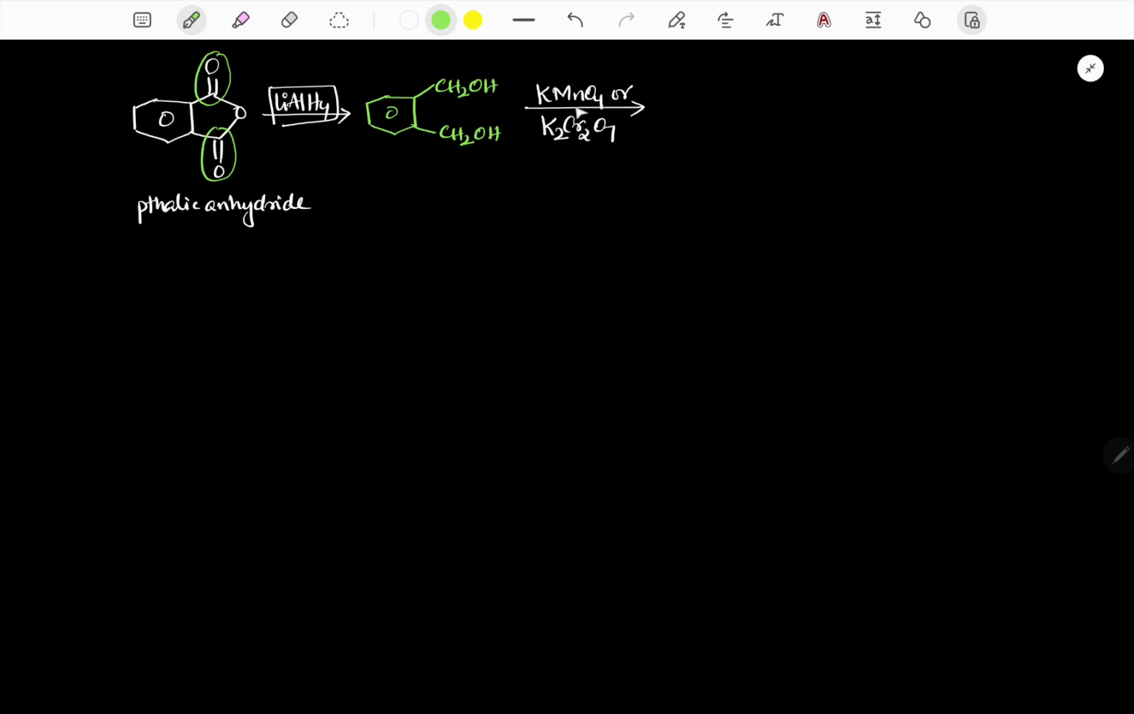Now it is treated with KMnO4 or K2Cr2O7. These are strong oxidizing agents. Therefore, we know that when the benzylic carbon has hydrogen, forget about the remaining carbon length, simply the benzylic carbon will be oxidized to carboxylic acid. It is simply oxidation.